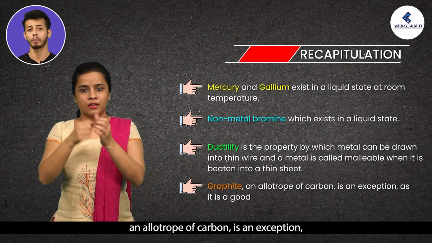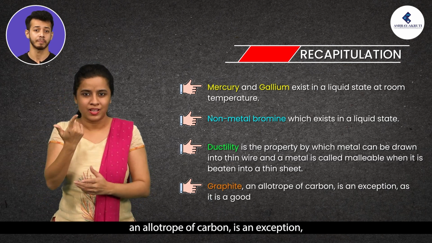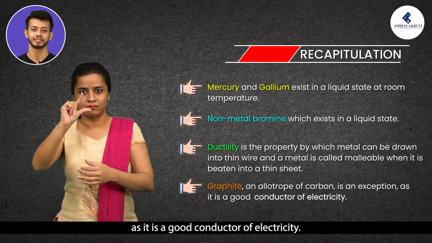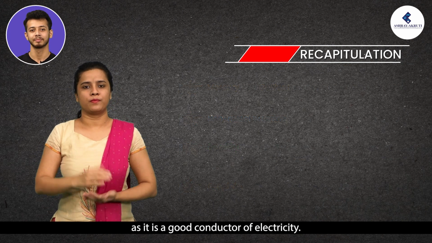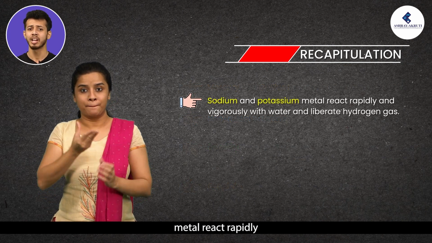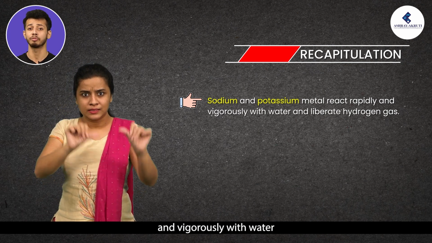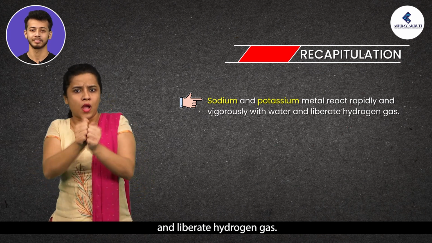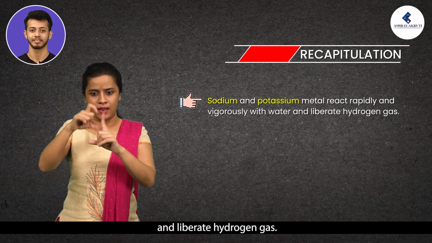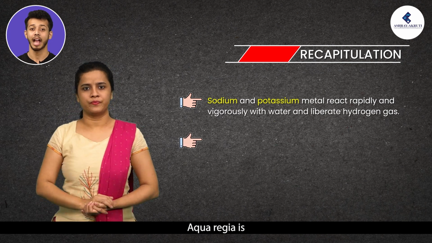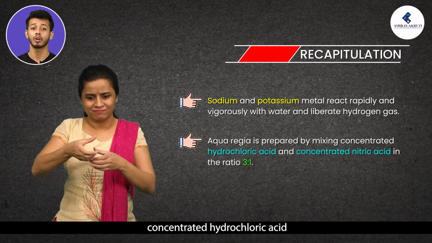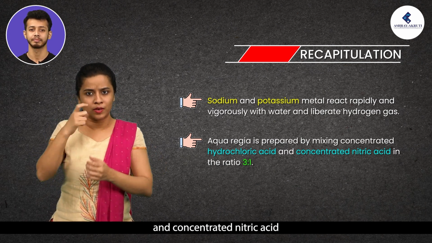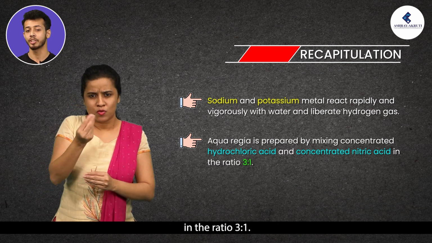Graphite, an allotrope of carbon, is an exception as it is a good conductor of electricity. Sodium and potassium metal react rapidly and vigorously with water and liberate hydrogen gas. Aqua regia is prepared by mixing concentrated hydrochloric acid and concentrated nitric acid in the ratio 3:1.